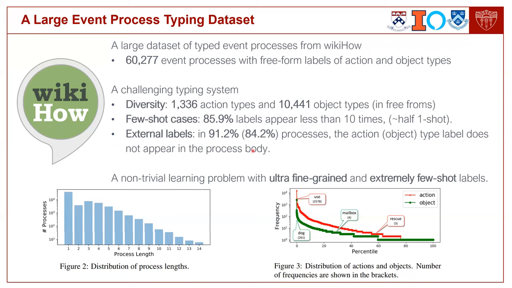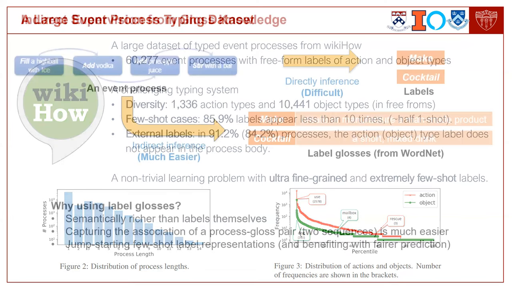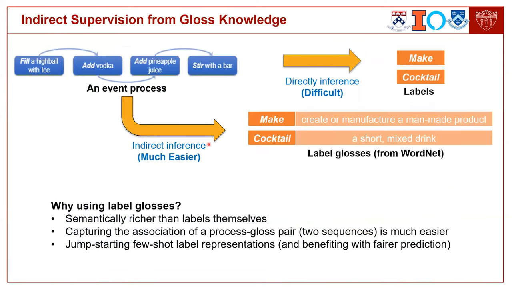And also we have lots of external label cases, which means that in around 90% of the processes, the action label and also the object label do not even appear in the process body, which means that if we want to apply an extractive method, it will easily fall short. So how do we solve this non-trivial typing problem, which is ultra fine-grained and has lots of few-shot, zero-shot, and one-shot cases?